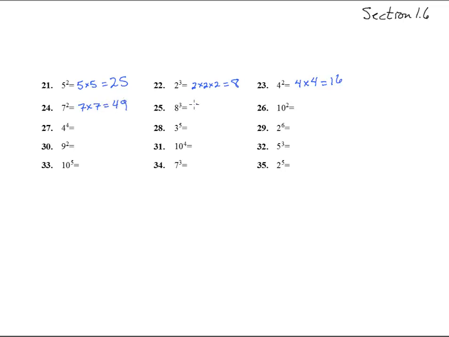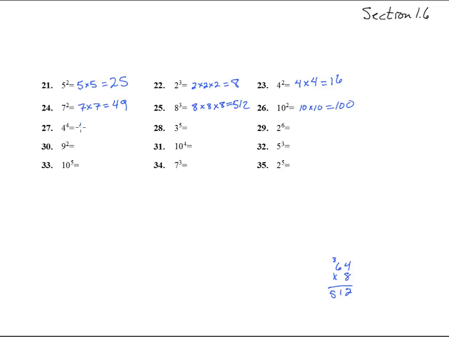8 to the third power, that's 8 times 8 times 8. 8 times 8 is 64. 64 times 8, ooh, I better go down here and do something like that. 64 times 8. 8 times 4 is 32. 8 times 6 is 48, plus 3 is 51. So this is 512. 10 to the second power is 10 times 10, so that equals 100.